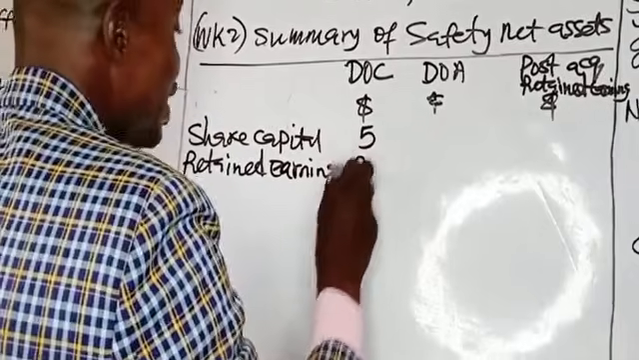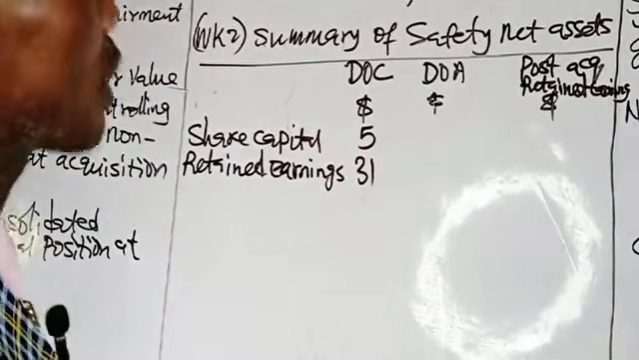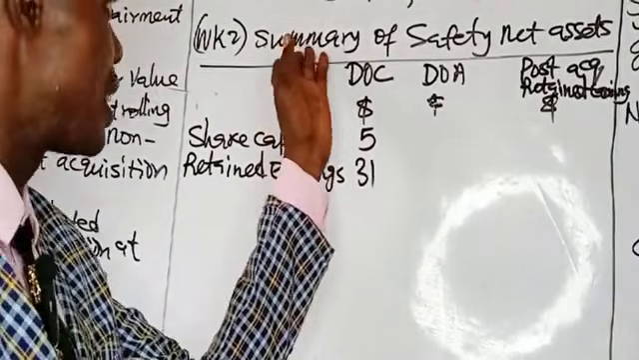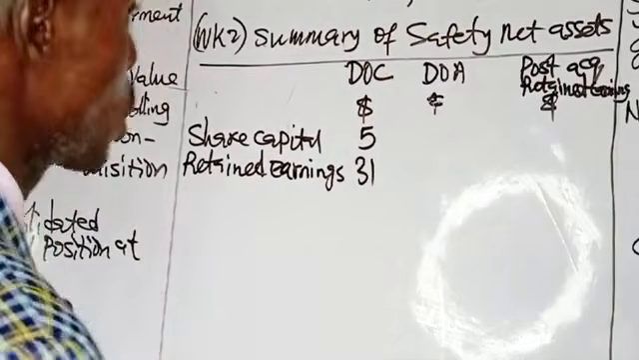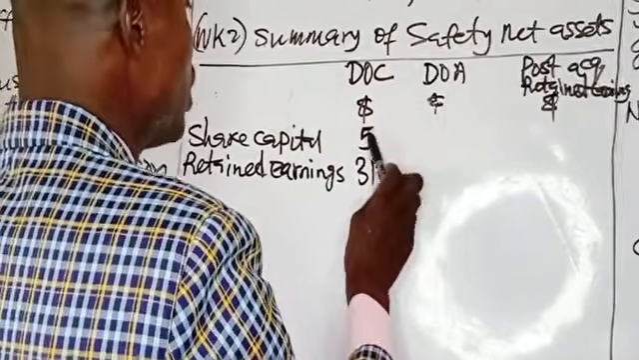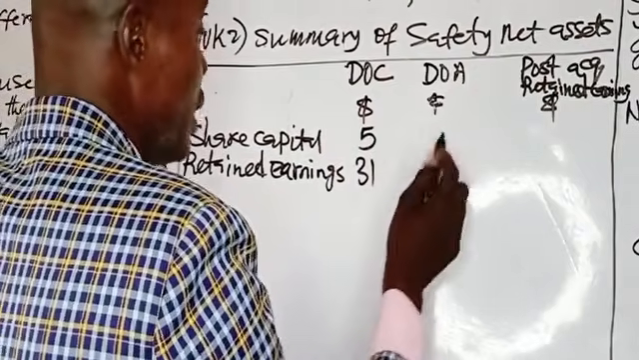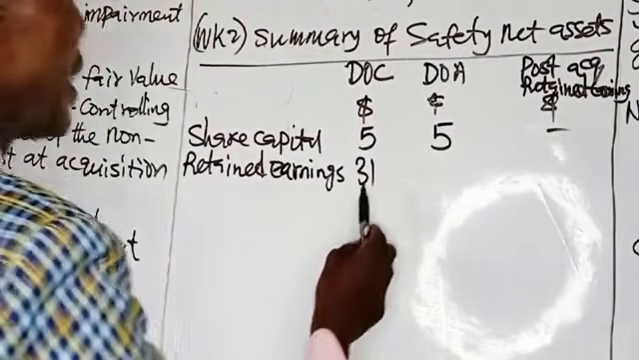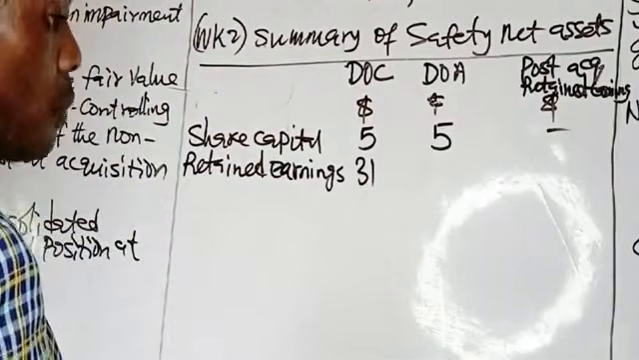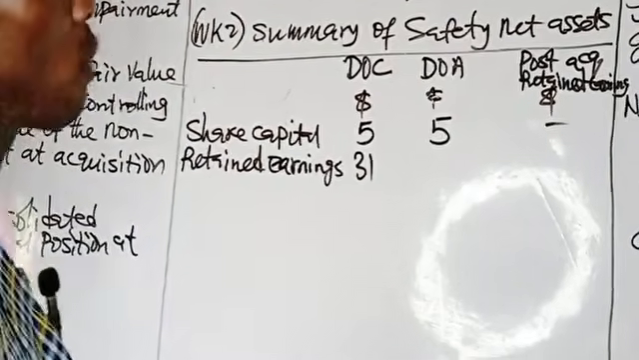For safety, we have 31. I've told you don't need that of the parent, because our focus is the summary of subsidiary's net assets. So now your share capital, your DOA will always be the same as your DOC. So you put 5 here. 5 minus 5, nil.